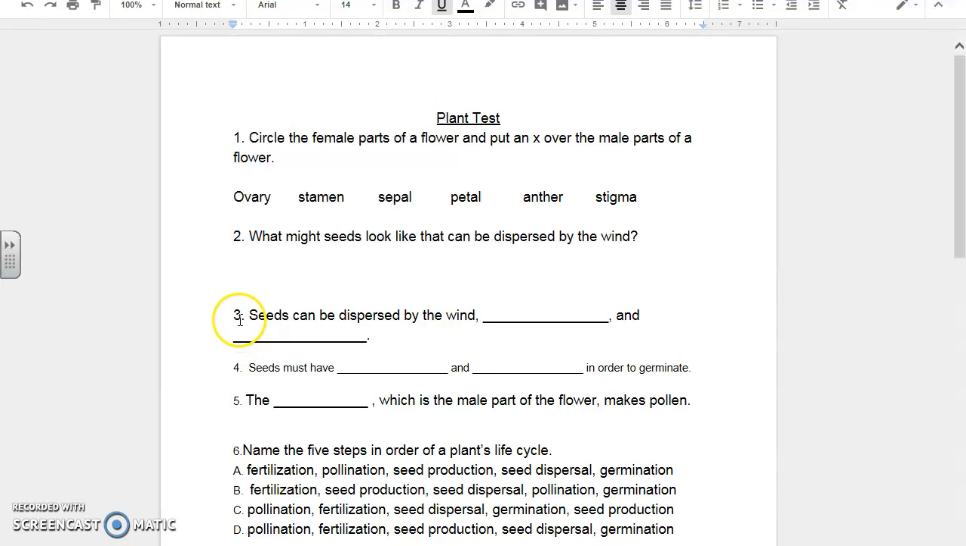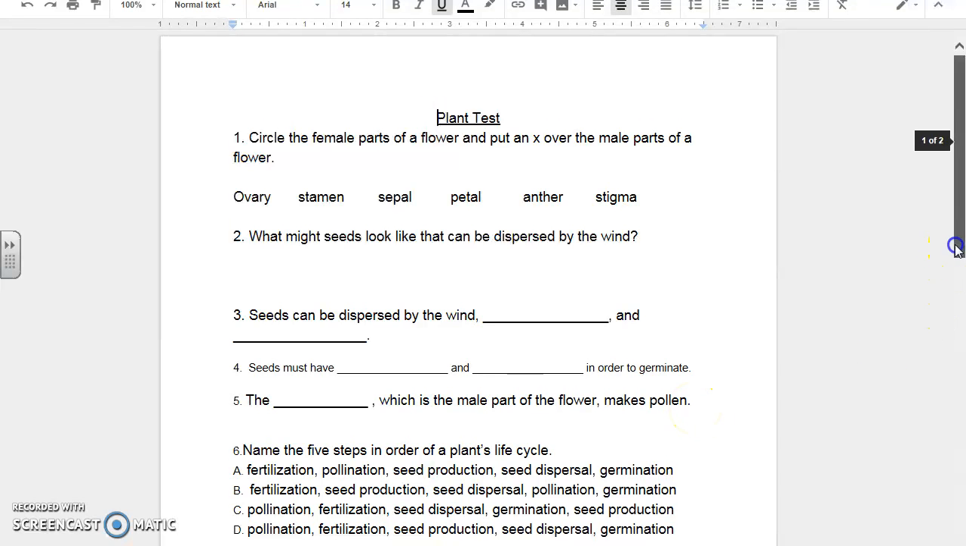Number 3. Seeds can be dispersed by the wind, blank, and blank. Number 4. Seeds must have blank and blank in order to germinate. Number 5. The blank, which is the male part of the flower, makes pollen.